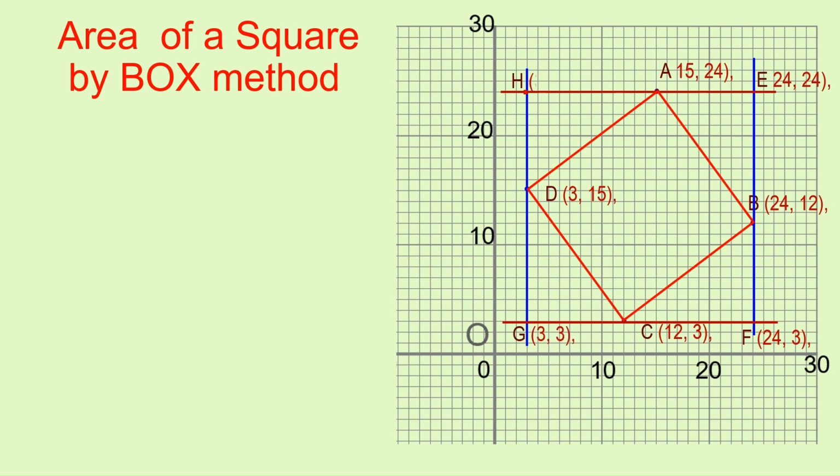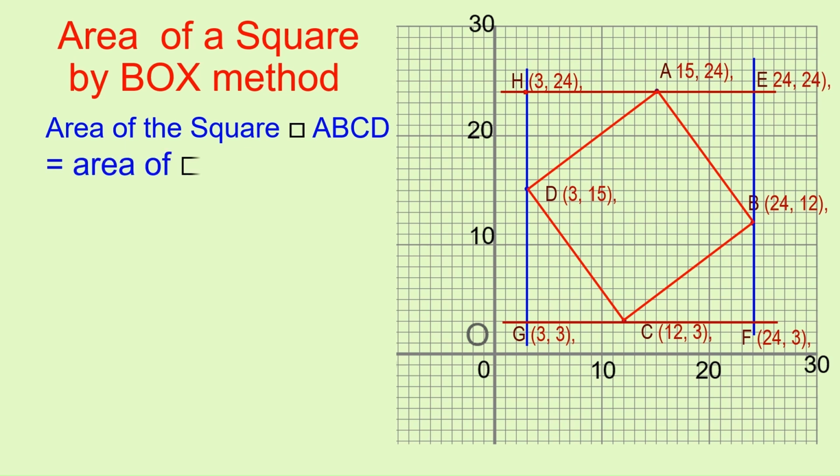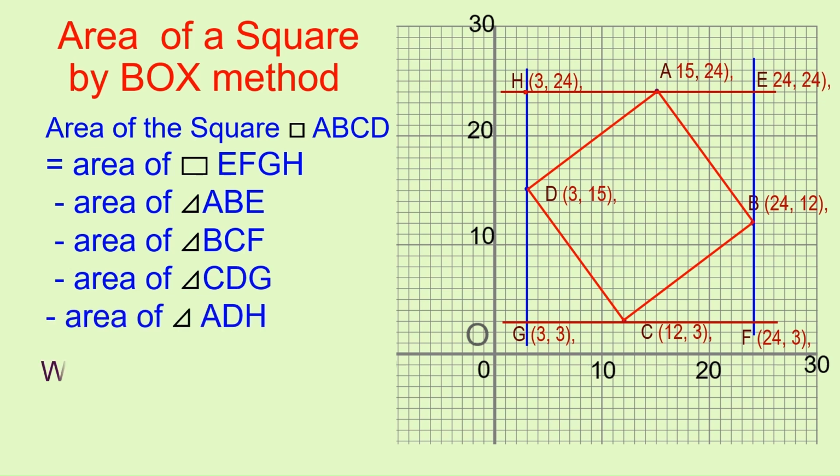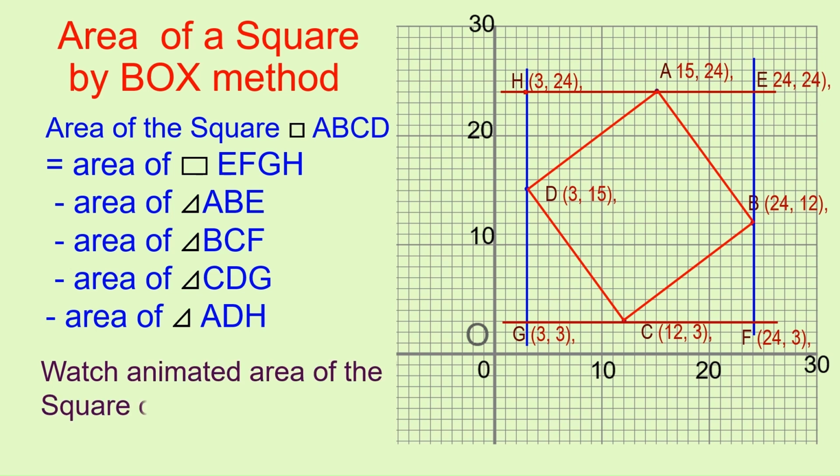Note the coordinates of E, F, G, H. Area of the square ABCD equals area of rectangle EFGH minus area of right-angled triangle ABE minus area of right-angled triangle BCF minus area of right-angled triangle CDG minus area of right-angled triangle ADH. Watch the animated area of the square.